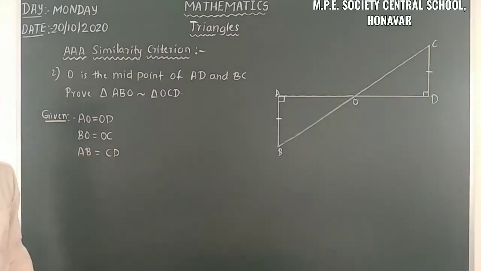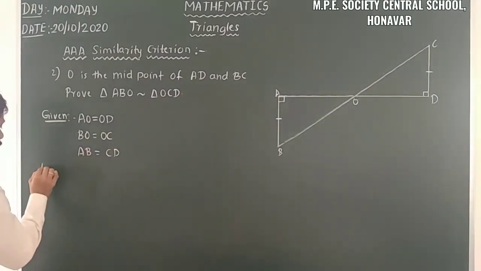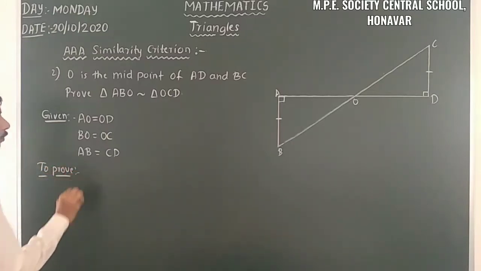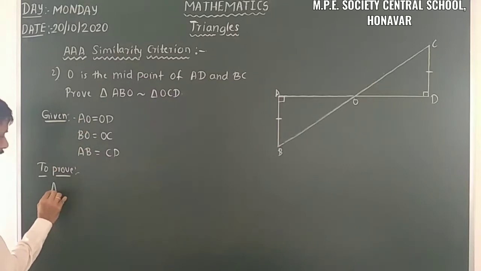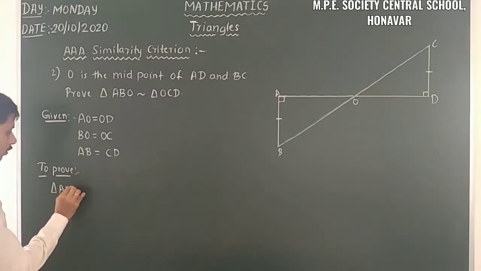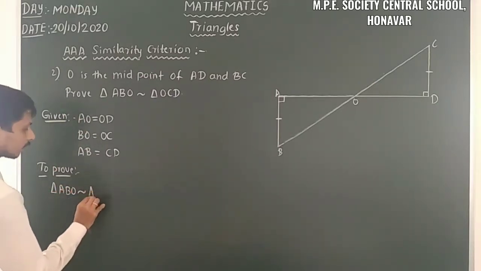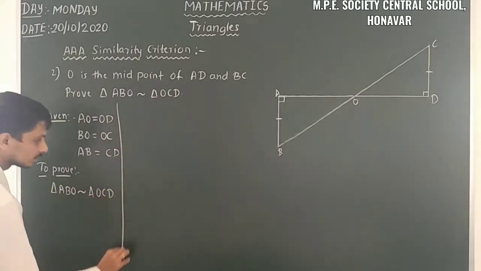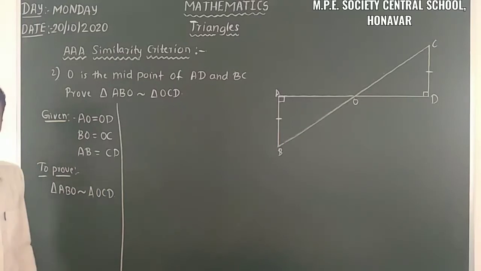So then what we have to prove here? So we have to write to prove. To prove what we have to prove? Triangle ABO is similar to triangle OCD. Here we have to prove this thing. Yes. So let us take the proof here.